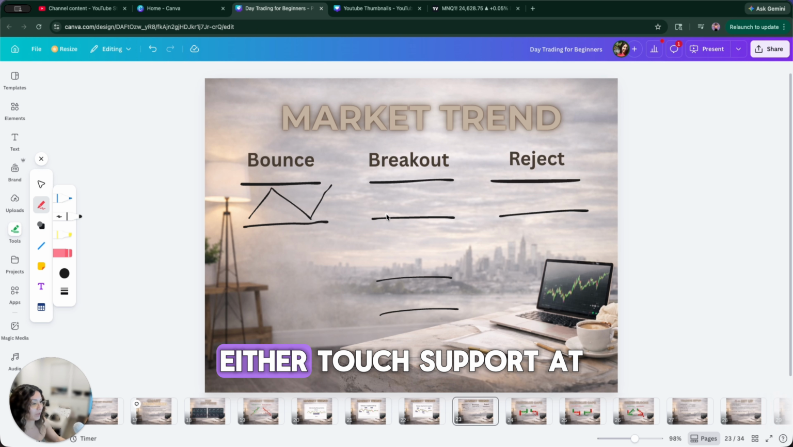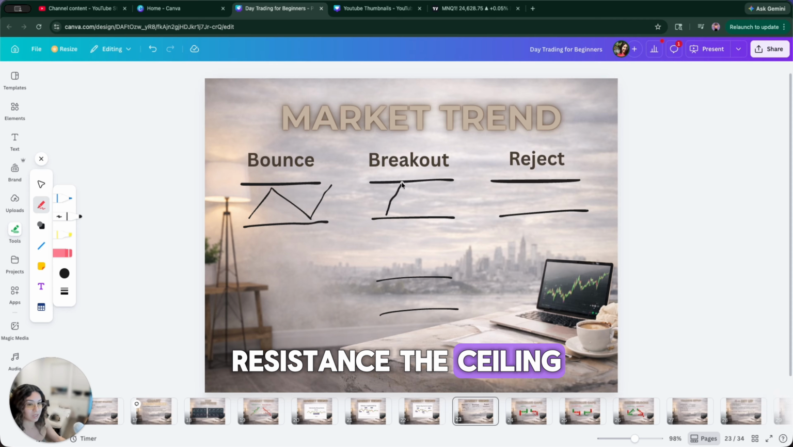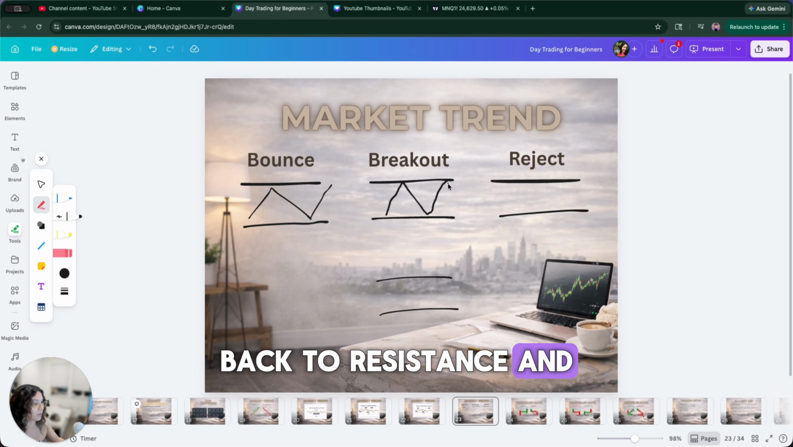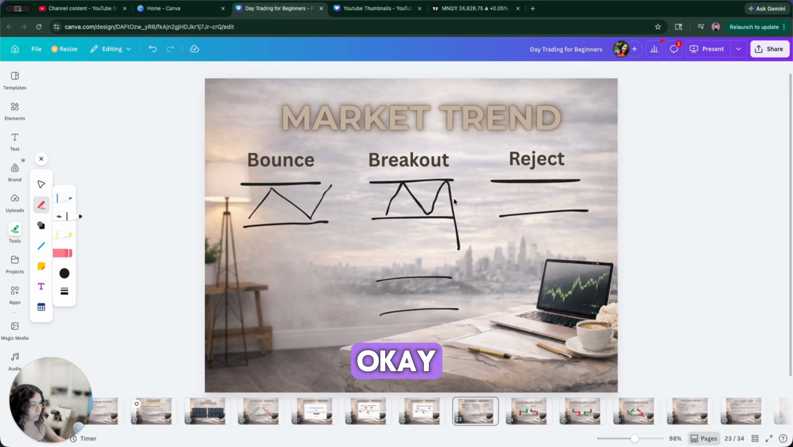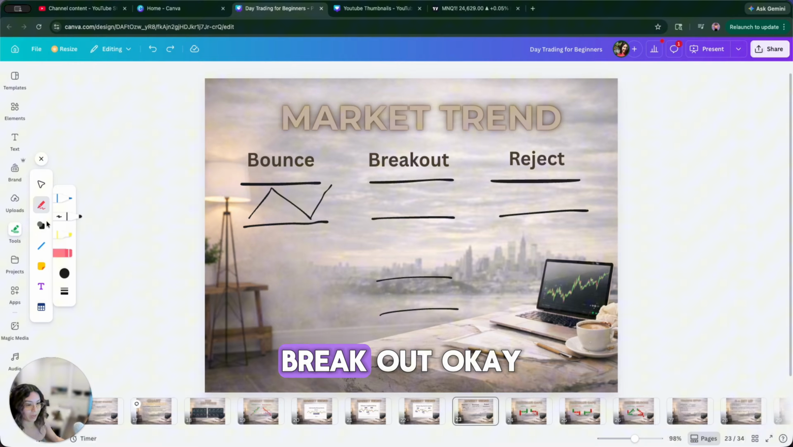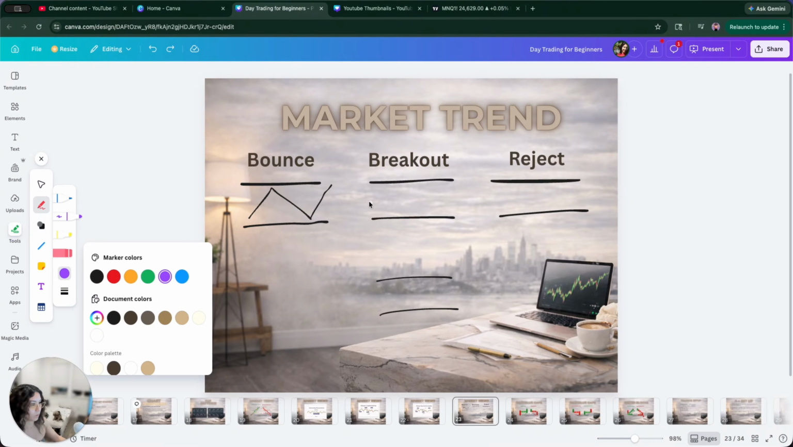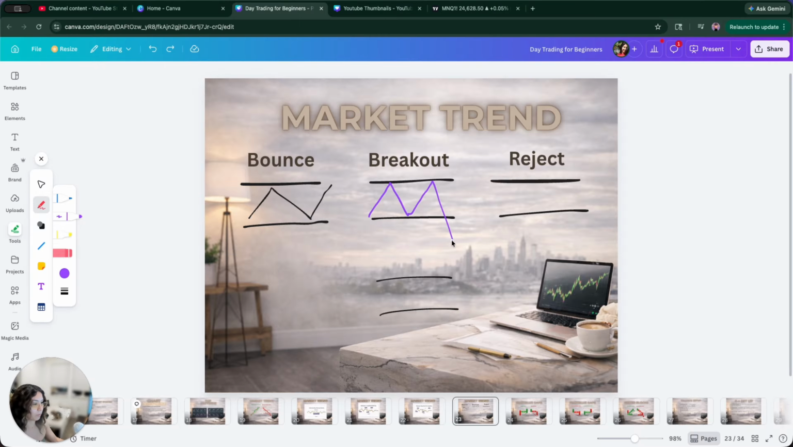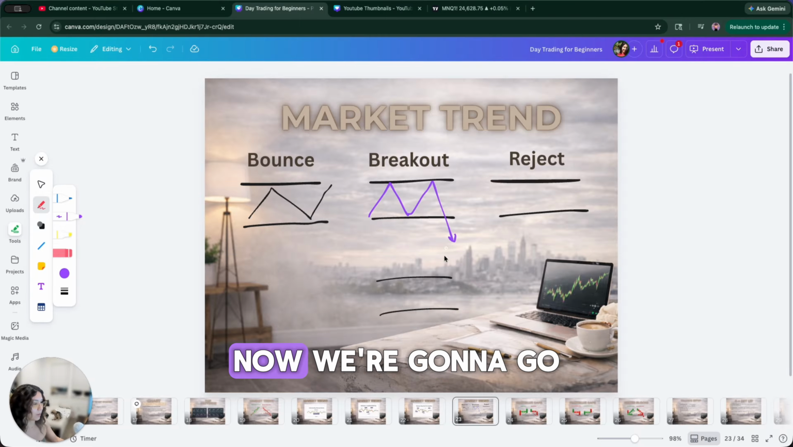Okay? A breakout could either touch support at this range, resistance, the ceiling, back to the floor, back to resistance, and then here's a breakout to the bottom. Okay? Let me do that again. We're going over the breakout, okay? Coming from the bottom, hitting resistance, back to the floor, back to the ceiling, and then a breakout to the bottom. Okay? Now, we're going to go from the opposite side.